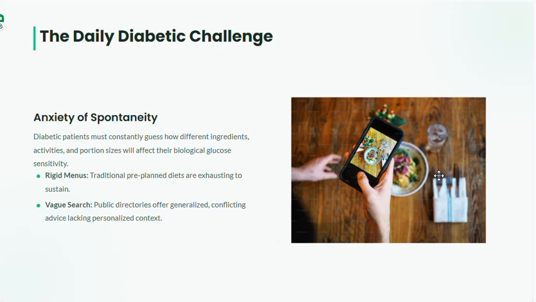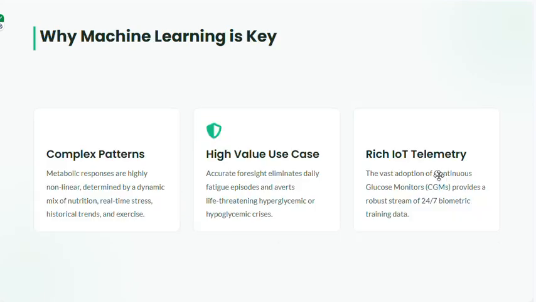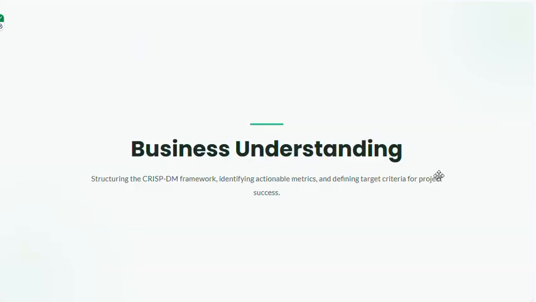a lot of devastation. Now, machine learning is a key field because of three things: complex patterns, high value use case, and rich IoT telemetry. And we all know that machine learning is far-flung and proven. So let's dive into the CRISP-DM framework of this project.